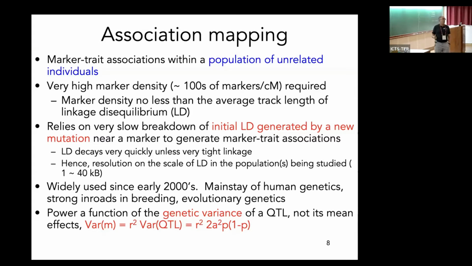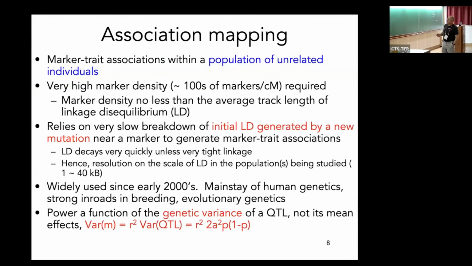GWAS has been widely used since the early 2000s, especially as markers became more common. It's the mainstay of human genetics, it's widely used in breeding, and it's also making progress in evolutionary genetics. Human studies have massive population sizes. Those are nice, but you don't need them. As population sizes get smaller you have real power issues, but you can do a GWAS in an evolutionary or ecological setting. Ideally you want a couple of thousand individuals, but with the right type of replication, you can even have smaller ones.